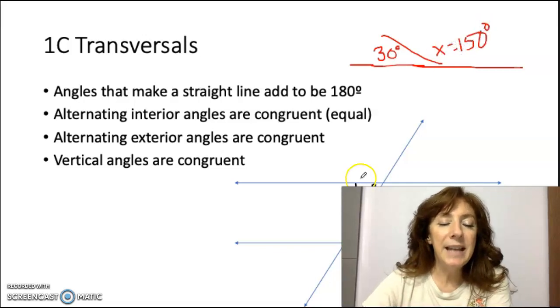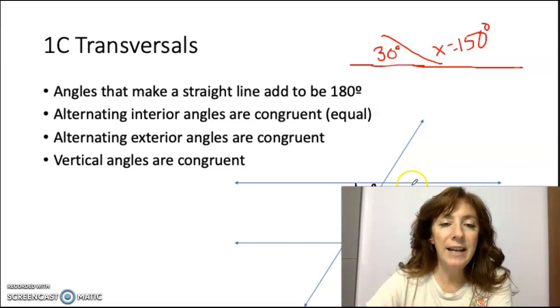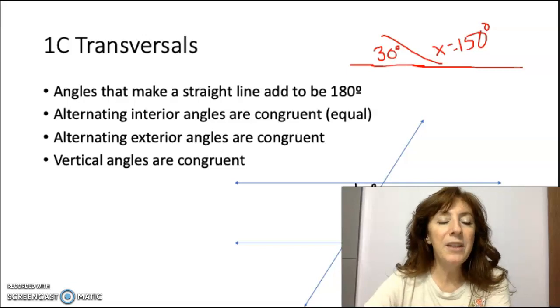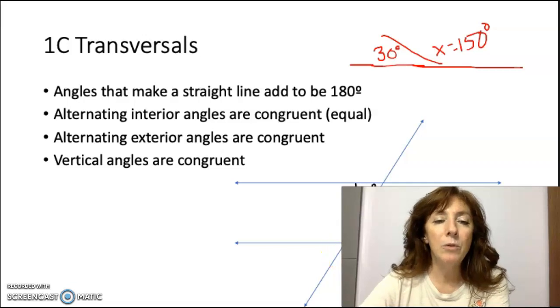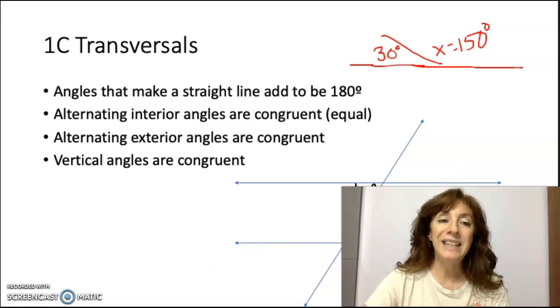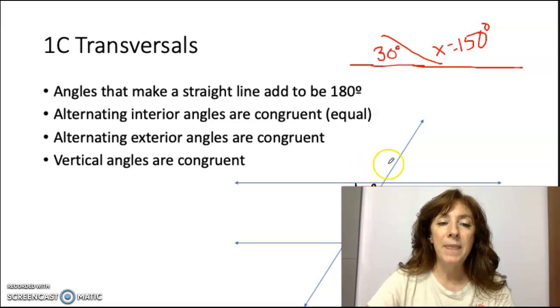Well, we can use that to solve problems. Like, I know this is 50 degrees. I can find this other angle. We also know that alternating interior angles are congruent, or equal. What do we mean by that? Here are the parallel lines. Internal or interior angles are inside these lines. This is outside the parallel lines. Those are exterior. 50 is interior.